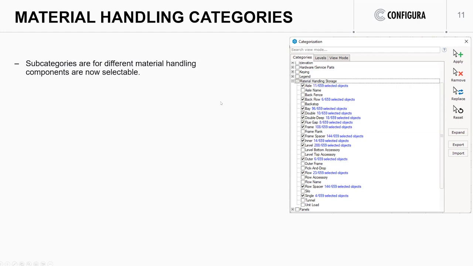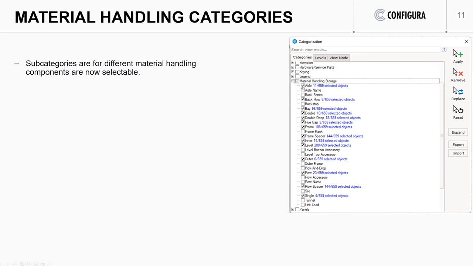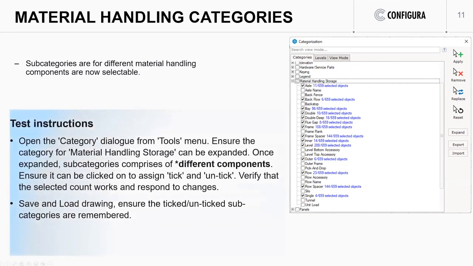It gives you a little bit of flexibility in how you want to adjust your visibility, so that you can have different visibility preferences and different visibility controls based on these different subcategories that you can manually assign to. To test instructions, open the category dialog from the tools menu. Ensure that the category can be expanded for material handling storage. Once expanded, the subcategories comprise different components. Ensure you can assign by tick or untick.